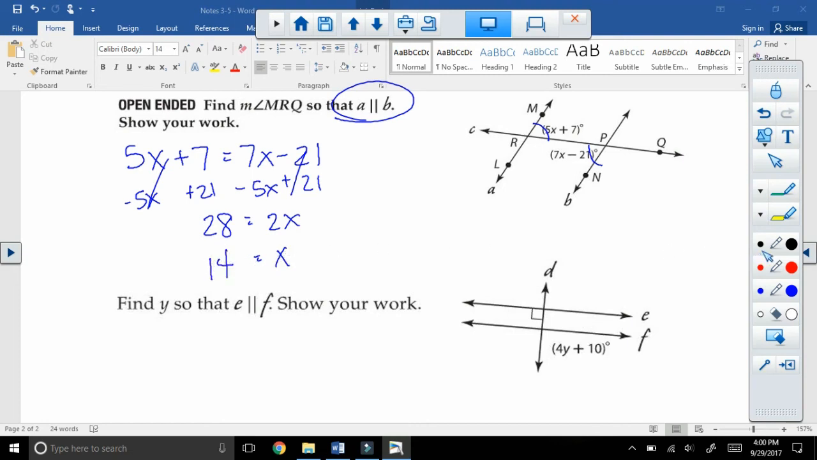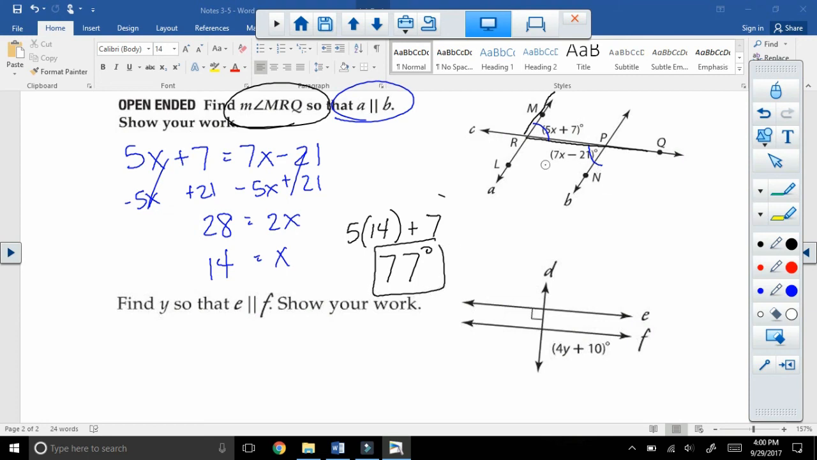I'm not quite done with this though, because the directions didn't just ask me to solve for x. The directions want me to find the measure of this angle. So angle MRQ is this angle here. So I would plug that in. 5 times 14 is 70, plus 7, that angle would be 77 degrees. And if you wanted to do a quick double check, you could do 7 times 14 and then minus 21 to find that that's also 77.